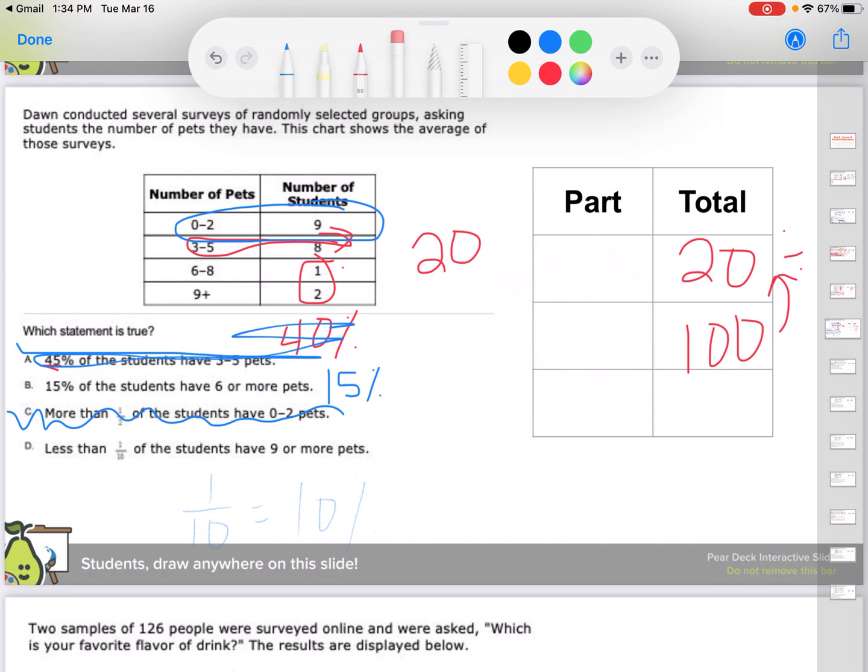So I got to check to make sure that's right. I'm going to divide 100 by 20, and then multiply by 2, and I get 10%. It says less than 1/10, so I need to reread that. Less than 1/10? Well, that's not true. It's exactly 10%, so it has to be B.